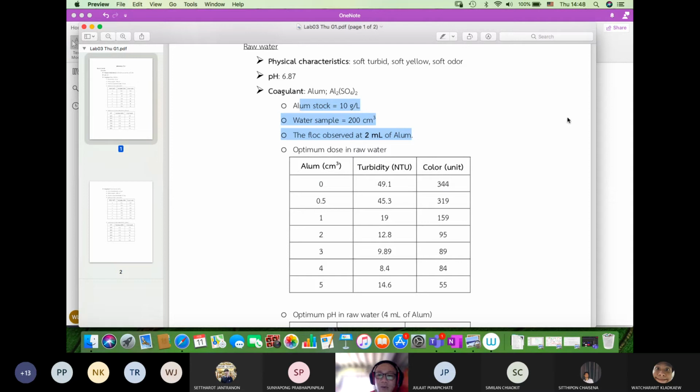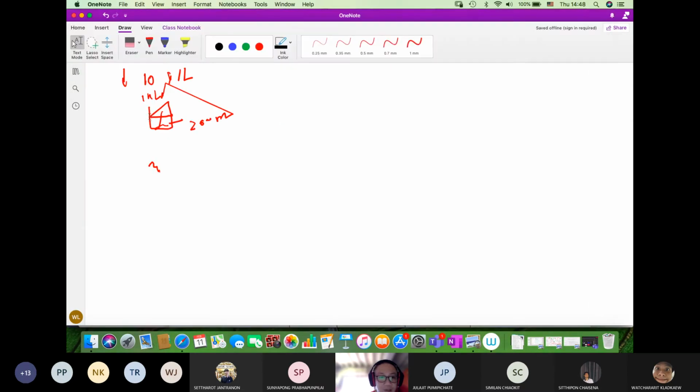We do it like this. We prepare 200 ml of water, and then add just 1 ml of the alum solution and mix. Nothing happened. But soon after we add another 1 ml, making it 2 ml now, we could actually see the floc formation.